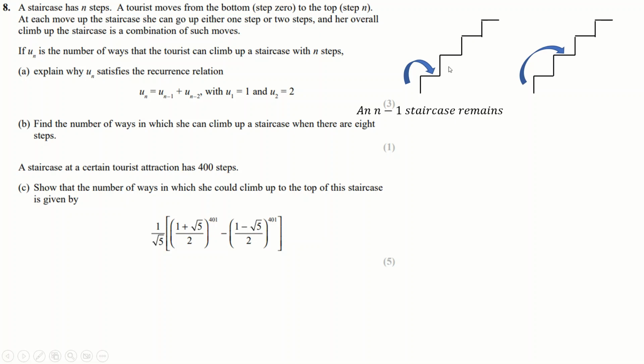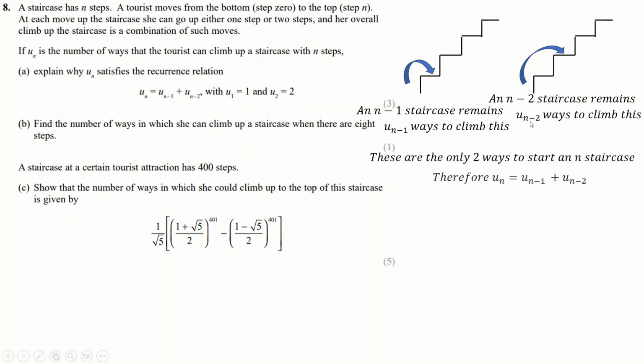And so the number of ways you can go up that staircase with n minus 1 steps is u_(n-1) via this definition. And likewise here, you've got a staircase with n minus 2 steps left, so that's u_(n-2). But because these are the only 2 things you can do at the start, that means that the number of ways to get up the original n step staircase was just this plus this, and so we end up with our Fibonacci sequence.